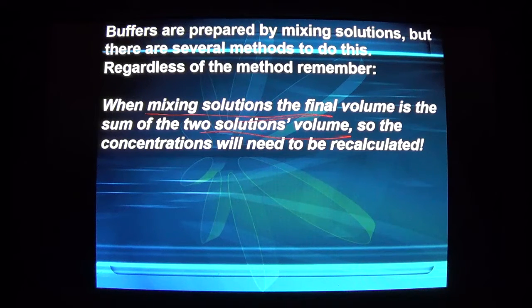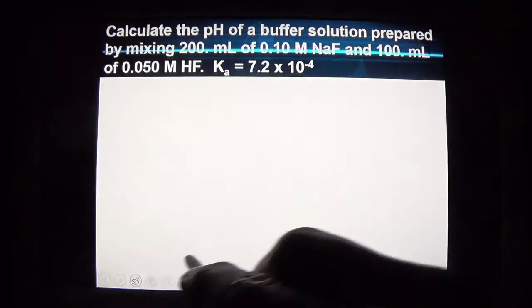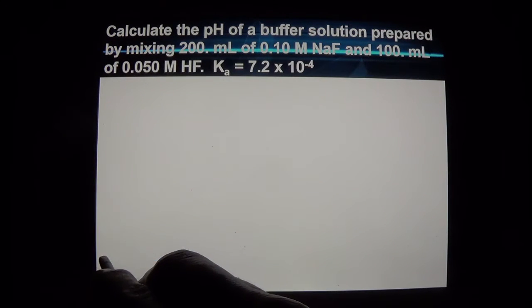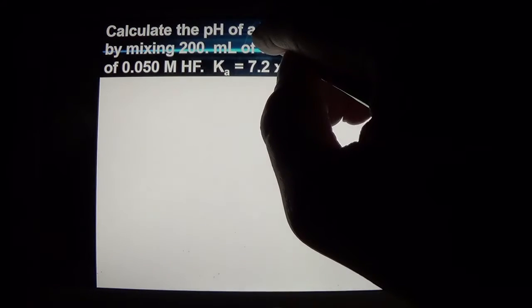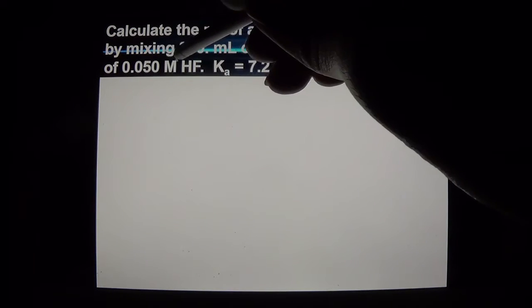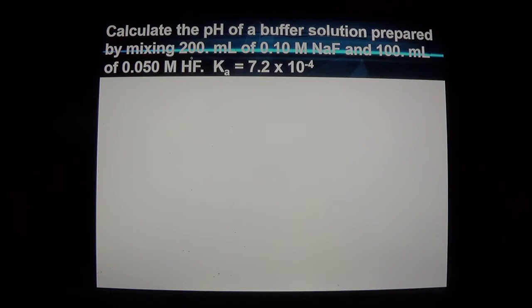This is another chance for me just to remind you of the little detail things that are going to be happening. So we're going to see how we would consider a buffer solution. And in this case, we're mixing 20 milliliters of 0.10 molar sodium fluoride and 100 milliliters of 0.05 molar hydrofluoric acid, and we have a Ka for that weak acid.